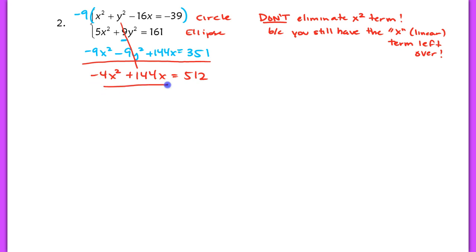As soon as you get down to one variable, then you know you're on the right track. If you still have x's and y's, you're doing something wrong, okay? So I'm going to pause and then solve this system. Or I'm sorry, solve this quadratic.